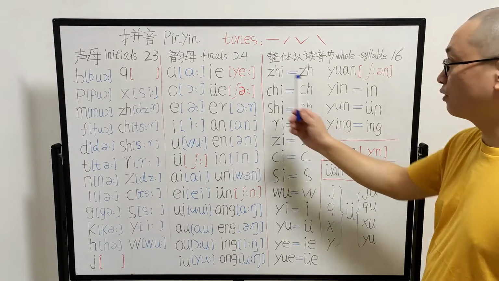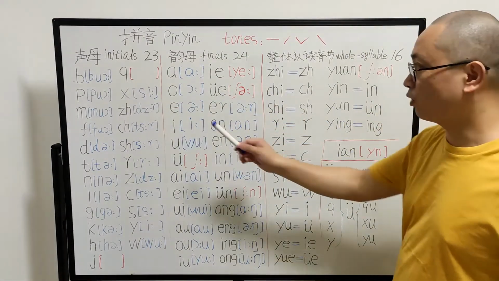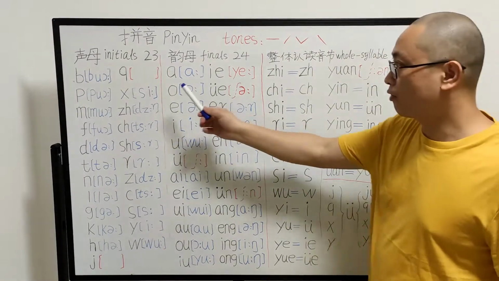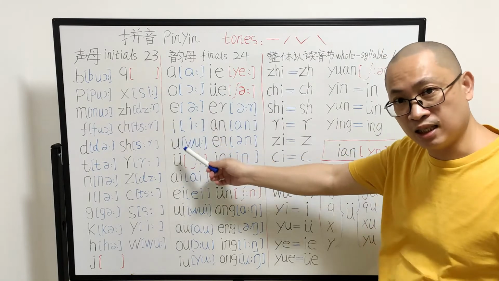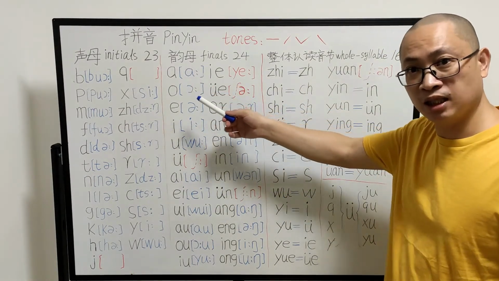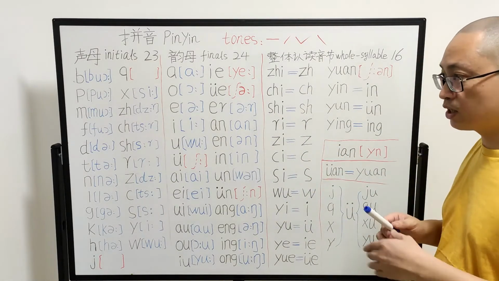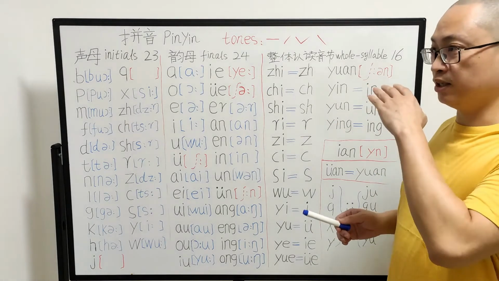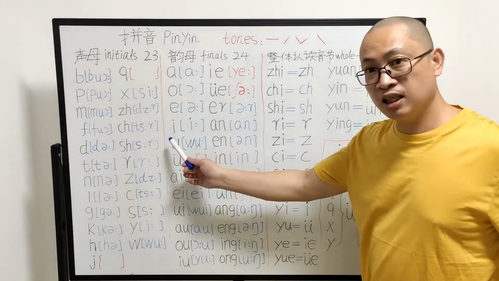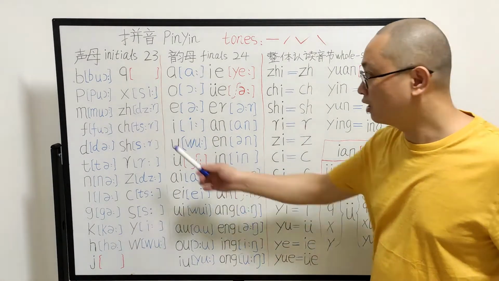yan, first tone. Qian, second tone. Qi yan qian. Third tone, qi yan qian. Fourth tone, qi yan qian. Qian qian qian qian. Next, qi yi an qiang.